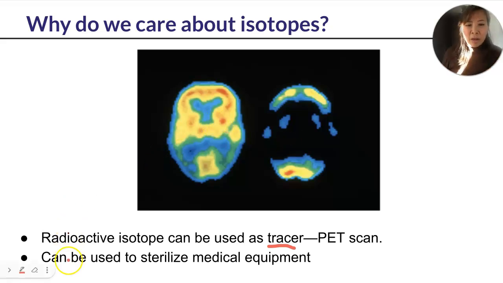Radioactive isotopes can also be used to sterilize medical equipment because they're very high energy. So we can also use them to sterilize our medical equipment.